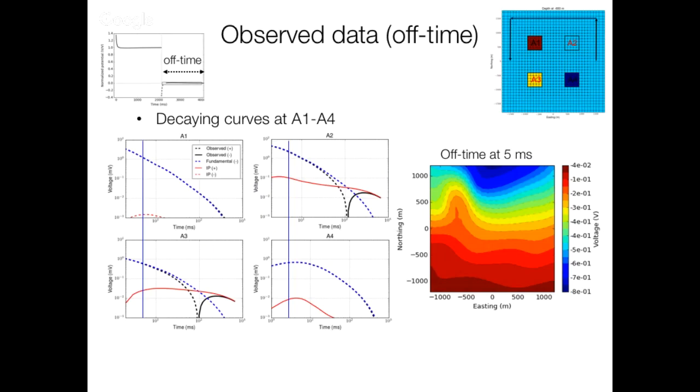What about data in the off time? If we now look at 5 milliseconds, these are the decay curves, or the sounding curves, for each of those objects. So this was the most conductive object. This is, yeah, this was essentially the background.